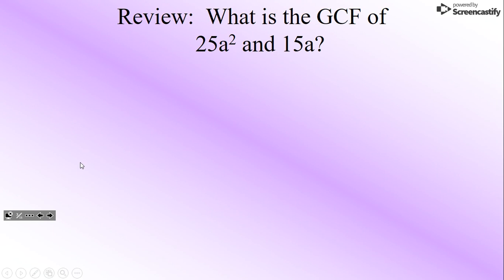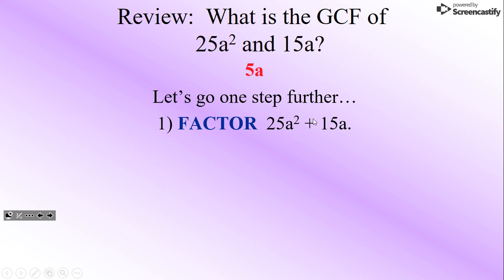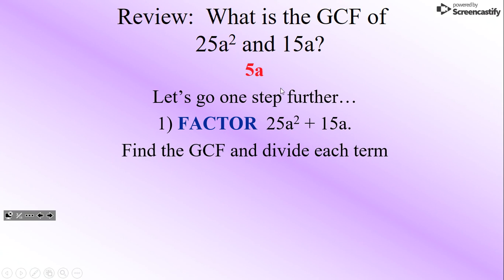So, what is the greatest common factor of 25a squared and 15a? Well, it's 5a because 5 is the biggest number that goes into both 25 and 15, and a goes into a, and a goes into a squared. So you're going to take another step and factor the whole thing. First you find the greatest common factor, which we write here, and then you put parentheses and a space. There's a plus sign, and that plus sign goes in the middle.